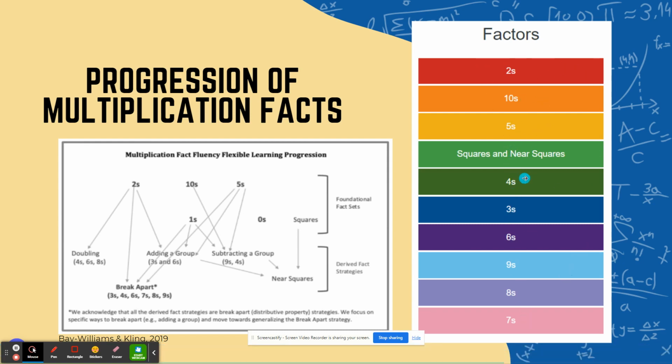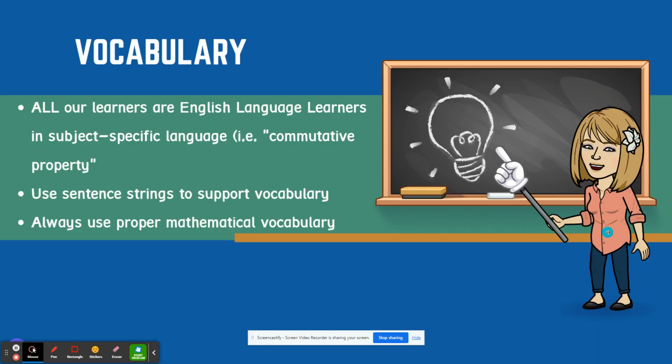So when you consider each one of the lessons, I would say about a week per lesson. Okay, vocabulary. All of our students are English language learners in subject-specific language. For example, if I were to say, what is the commutative property in a room full of teachers, most of the teachers probably wouldn't know. Why? That's not their area of specialties. That's not their zone of genius. That's just not their thing.